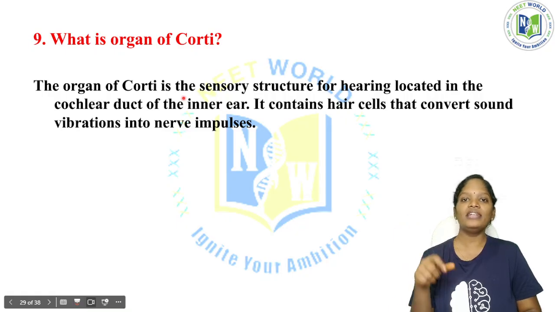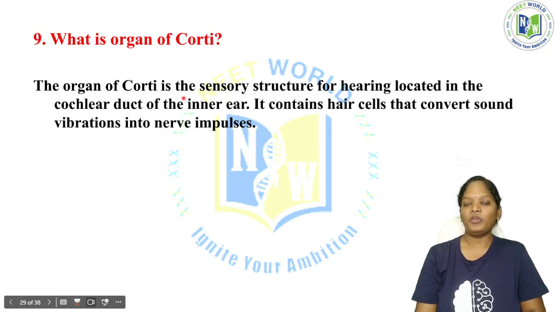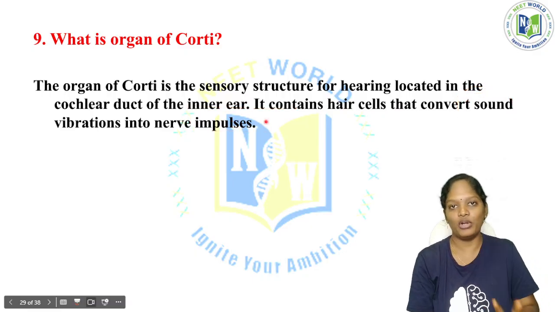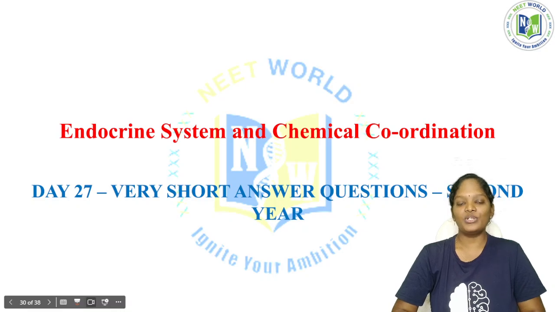In the cochlear duct we have a structure called the organ of Corti. Okay, so in the organ of Corti, we have hair cells. These hair cells present in the inner ear are the ones involved in converting sound vibrations into nerve impulses. This is very, very important. Okay. Now, that's all about the very shorts in the neural control and coordination.